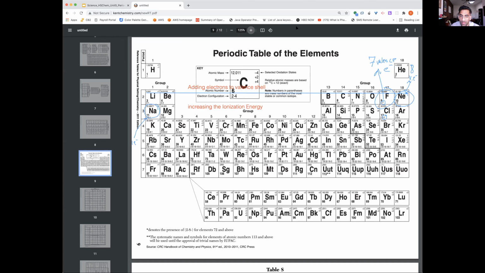Now let's look at what happens as we go down a group. So to go down a group is to go vertically down on the periodic table. All right, and as we go down a group, we're increasing the amount of shells.